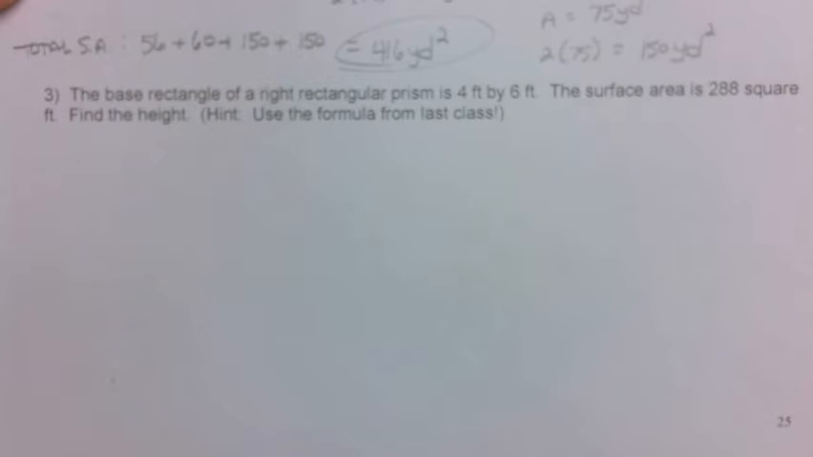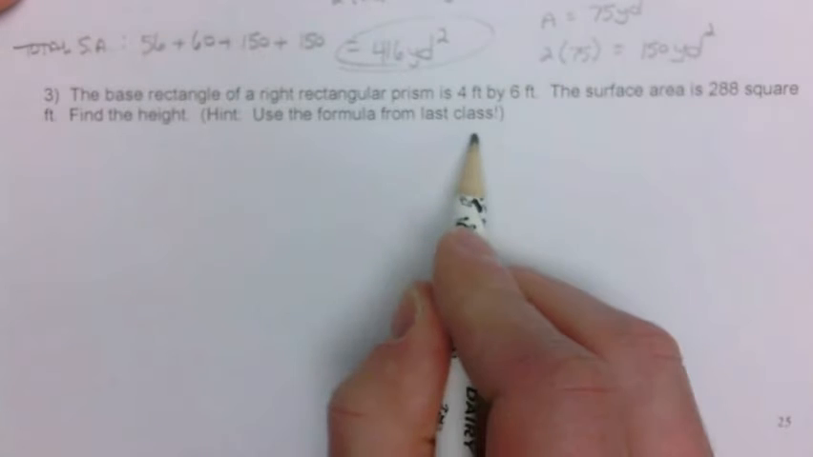In our next example, we're told that the base rectangle of a right rectangular prism is 4 feet by 6 feet. They also tell us that the surface area is 288 square feet. They would like us to calculate the height of that prism. And it says, hint, use the formula from last class.